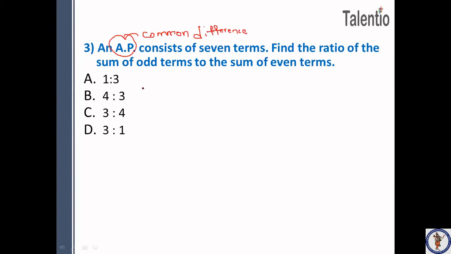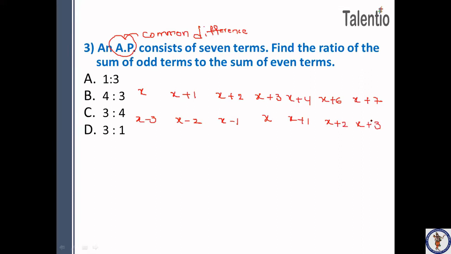So with a common difference, it can be x plus 1, x plus 2, x plus 3, x plus 4, next 1, 2, 3, 4, 5 terms, x plus 6 and x plus 7. There is no rule that you have to take in this format. You can also take it like x minus 1, x minus 2, x minus 3, and in the same way x plus 1, x plus 2 and x plus 3. You can take any way. Anyway, you will get the same answer. Okay. So let us solve the first one.